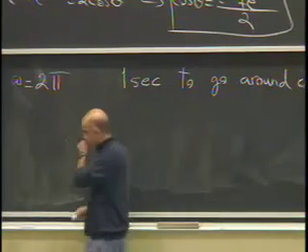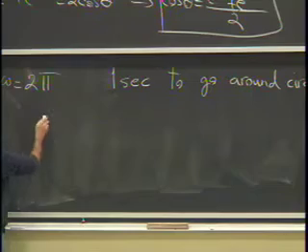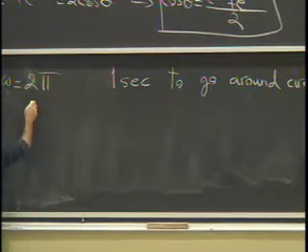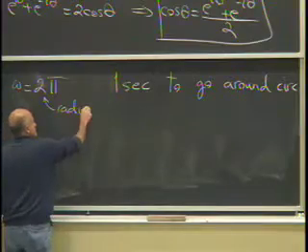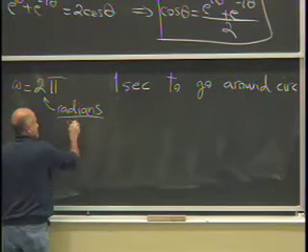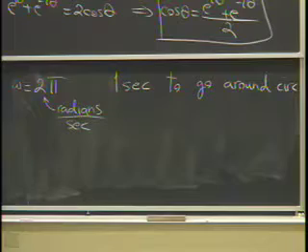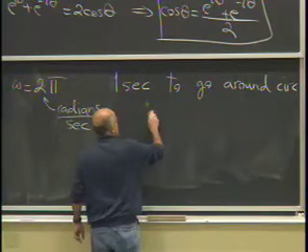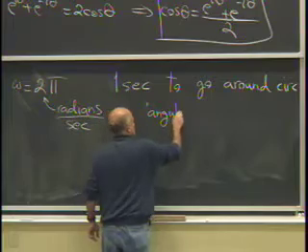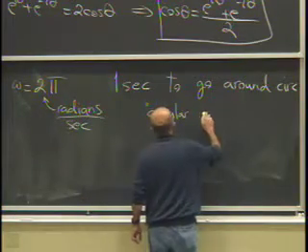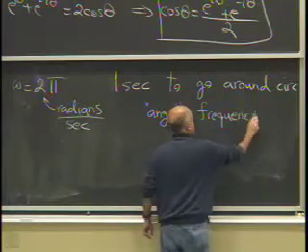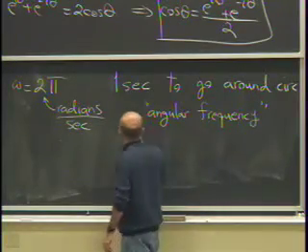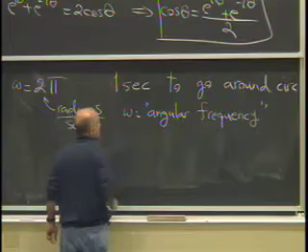Okay. And so the units for omega are radians per second. And this is called the angular frequency. Angular frequency. So omega is angular frequency.